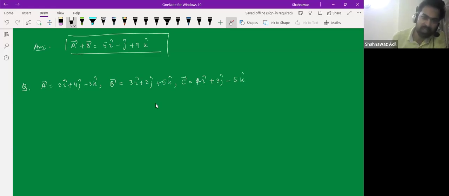So the question is, what is the magnitude and direction of the A plus B plus C vector? Please solve this question for me and tell me the answer.